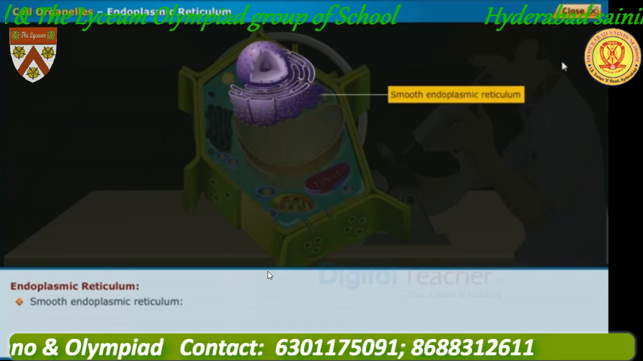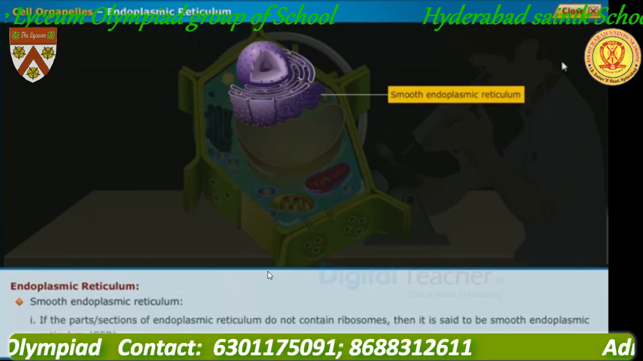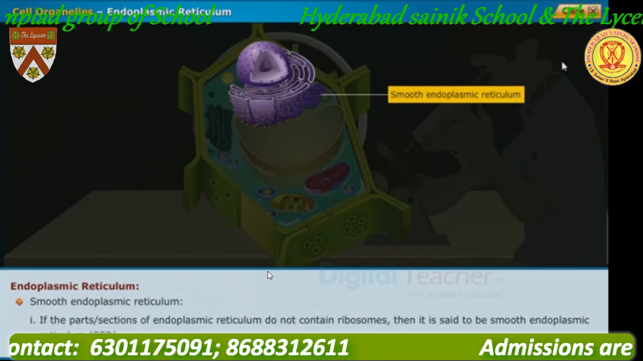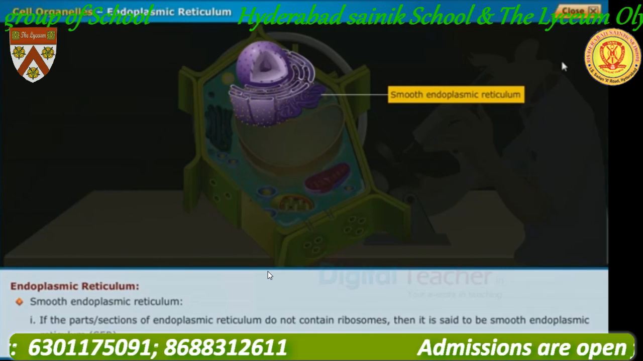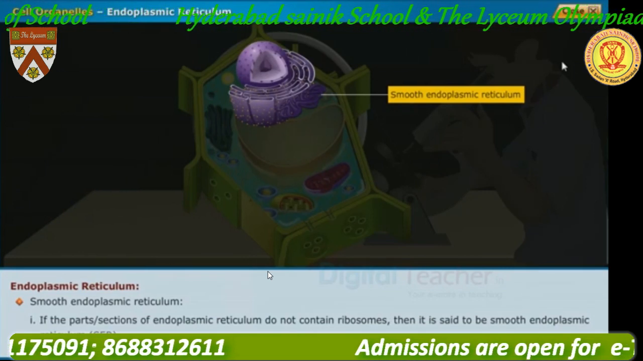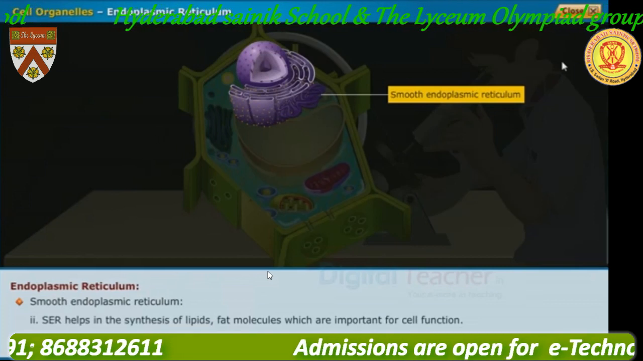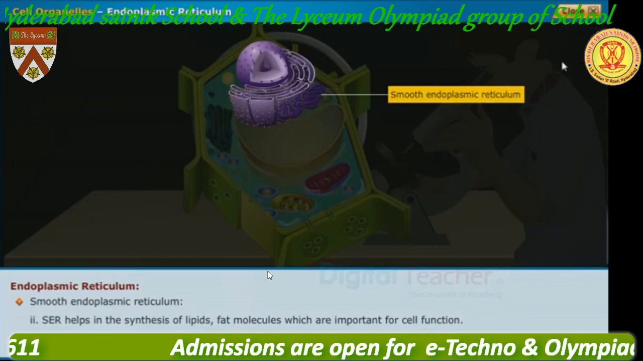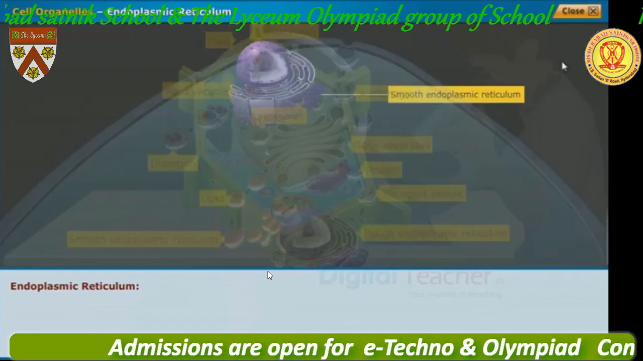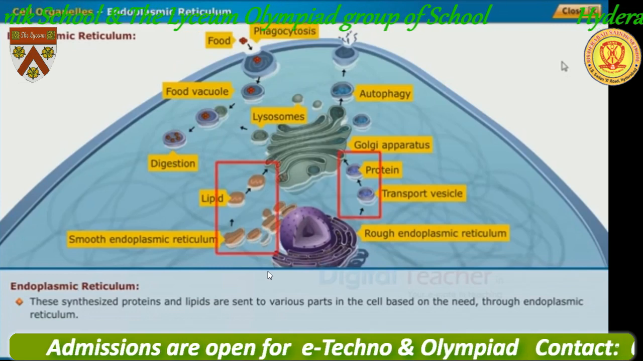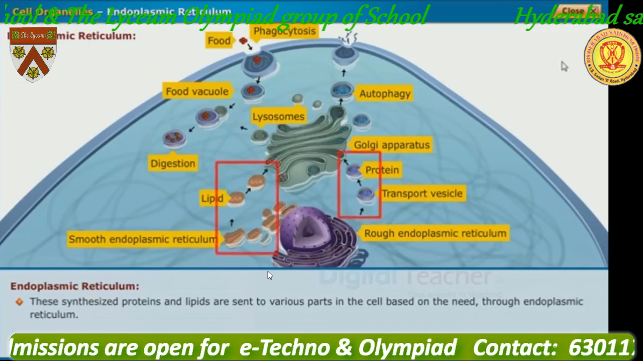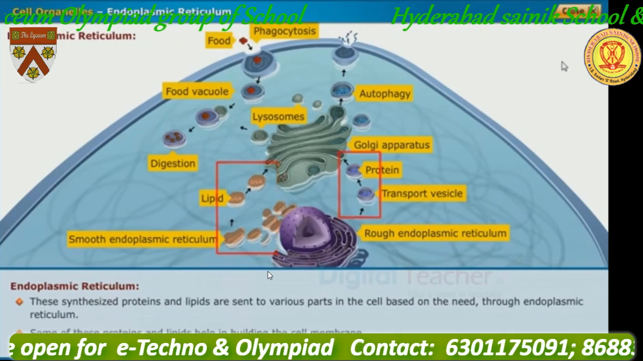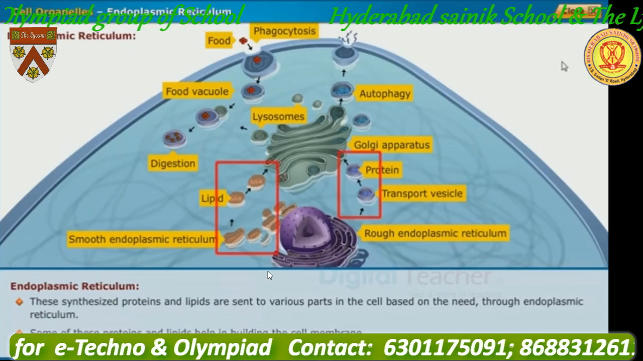Smooth endoplasmic reticulum. If the parts or sections of endoplasmic reticulum do not contain ribosomes, then it is said to be smooth endoplasmic reticulum, SER. SER helps in the manufacturing of lipids, fat molecules, which are important for cell function. These manufactured proteins and lipids are sent to various parts in the cell based on the need through endoplasmic reticulum. Some of these proteins and lipids help in building the cell membrane.